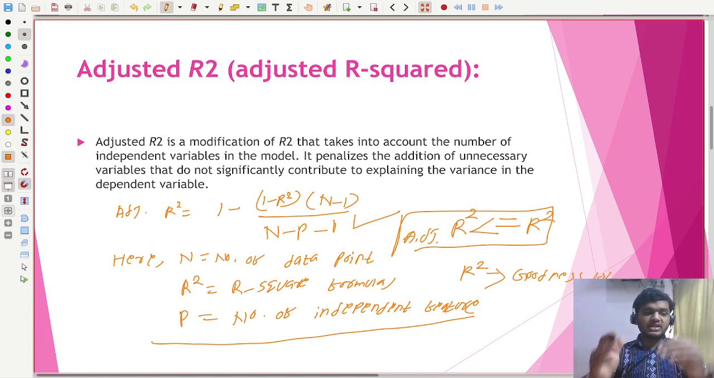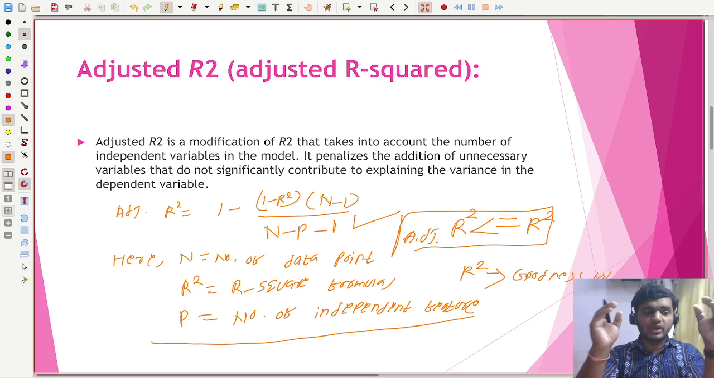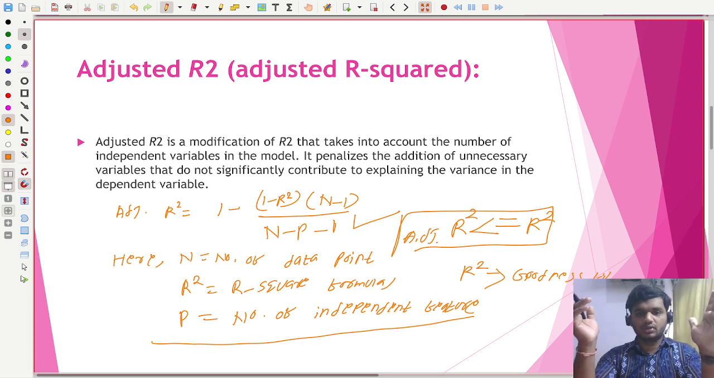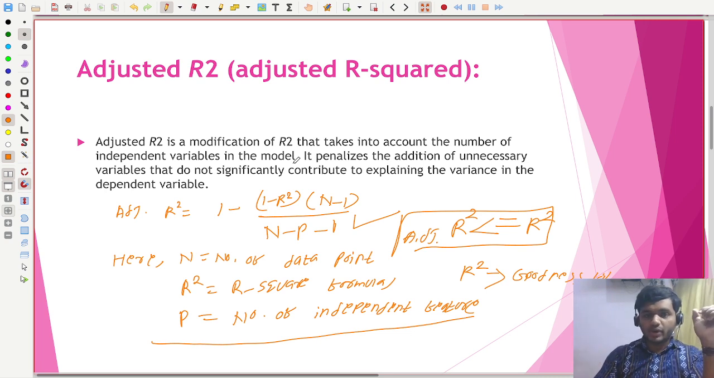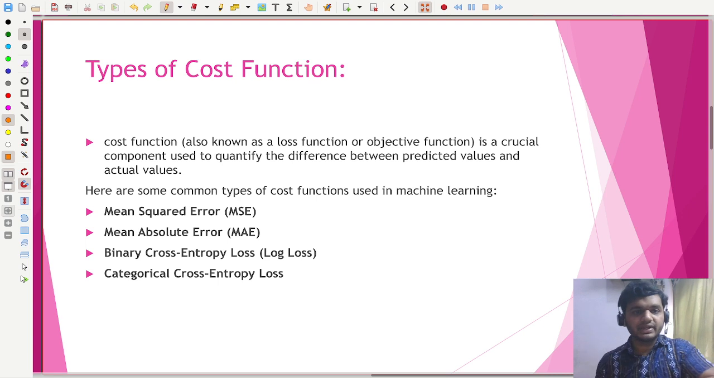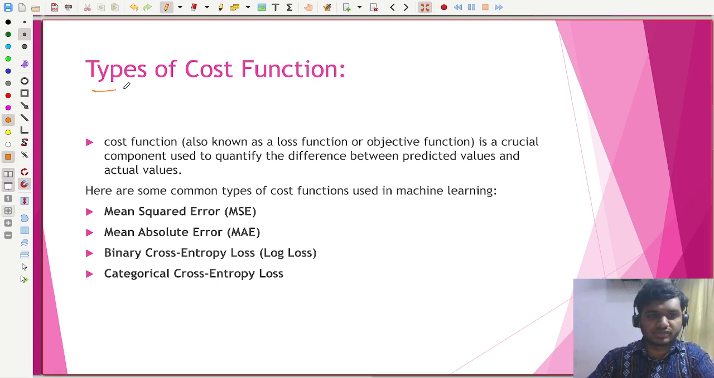Okay, adjusted R square is often preferred when comparing models with different numbers of predictors to avoid overfitting or including irrelevant variables. Okay, so what is overfitting? We'll discuss later. Okay, so we'll move to the next topic, that is types of cost function.